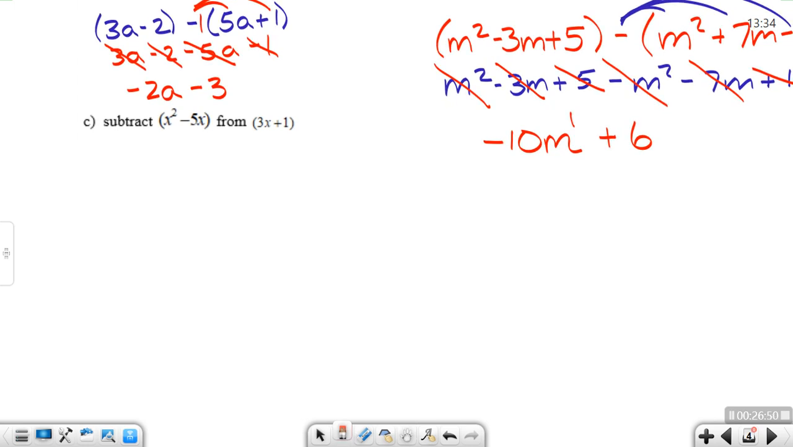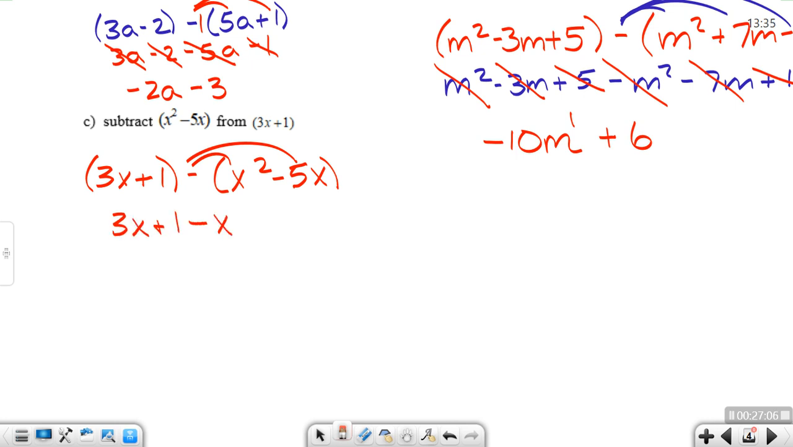Okay, kind of similar with C here. Subtract x squared minus 5x from 3x plus 1. So from 3x plus 1, we're going to take away x squared minus 5x. We're going to distribute. So we get negative x squared plus 5x. So my highest power here is 2. I only have one of those. It's the negative x squared. So I'm just going to go ahead and bring that down. Then I move on to the powers of 1, which is 3x and 5x. That's going to give me an 8x. And then I have my 1.